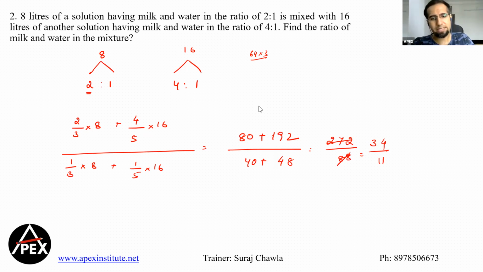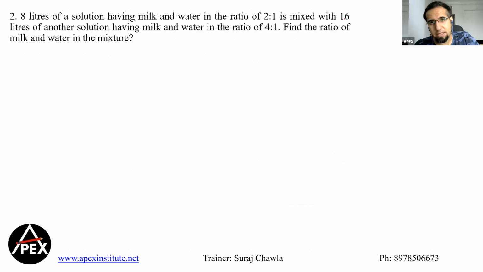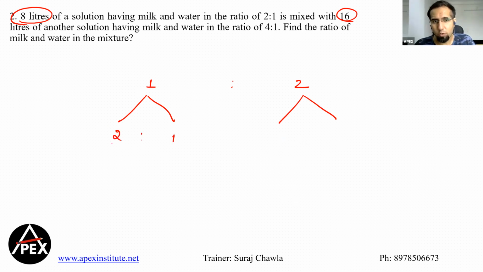Now, the shortcut here says 8 and 16 doesn't matter. Always talk about their ratio here. Since 8 liters is mixed and 16 liters is mixed, let me assume that they are mixed in the ratio of 1:2. First point. Okay, listen to this very carefully, guys. Without any fractions, if you want the answer. Now, here the ratio is 2:1 and here the ratio is 4:1. Clear?